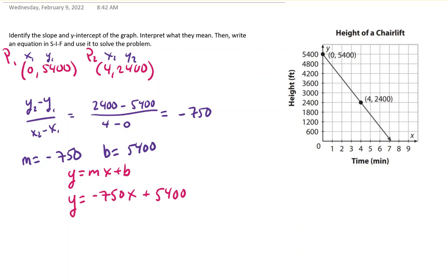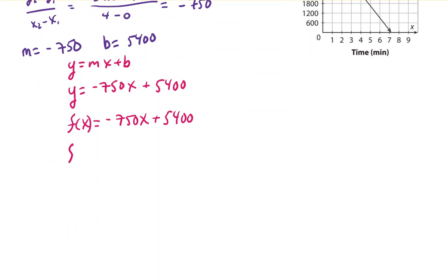We have everything we need, except did you pick up on the fact that it said a function in the actual word problem? It said the height of the lift chair can be modeled by a linear function. So let's change this to a linear function. Take your y and change it to f of x equals negative 750x plus 5400. Now we're ready to plug in 2. f of 2 equals negative 750 times 2 plus 5400. Now put me on pause, find an answer, and come back to me in just a sec.